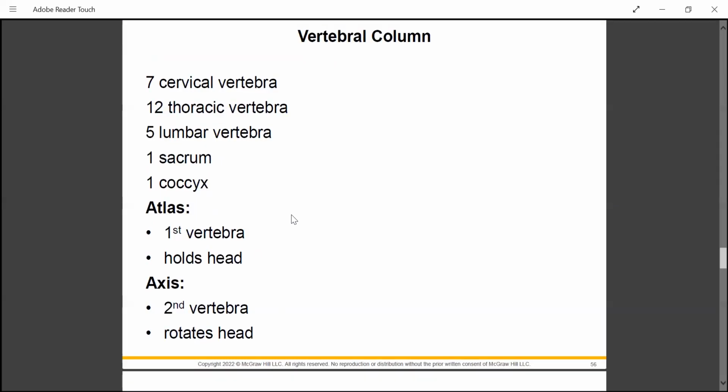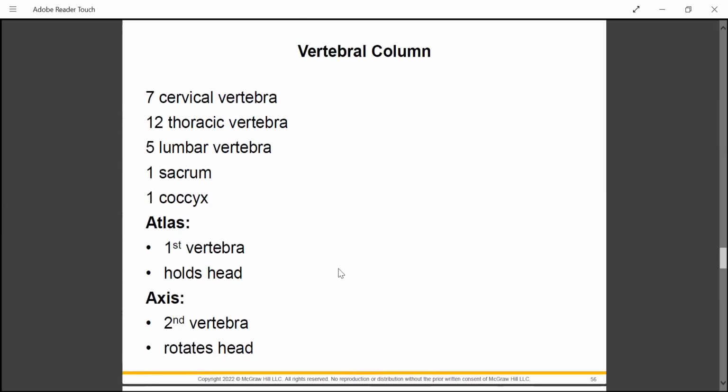A couple of cervical vertebrae that we're going to highlight are our atlas and axis. So your atlas is your first cervical vertebrae. It's your C1, and it holds your head. So if you've ever seen the picture of the Greek or Roman god holding the earth, his name is Atlas. So think it's holding up our skull.